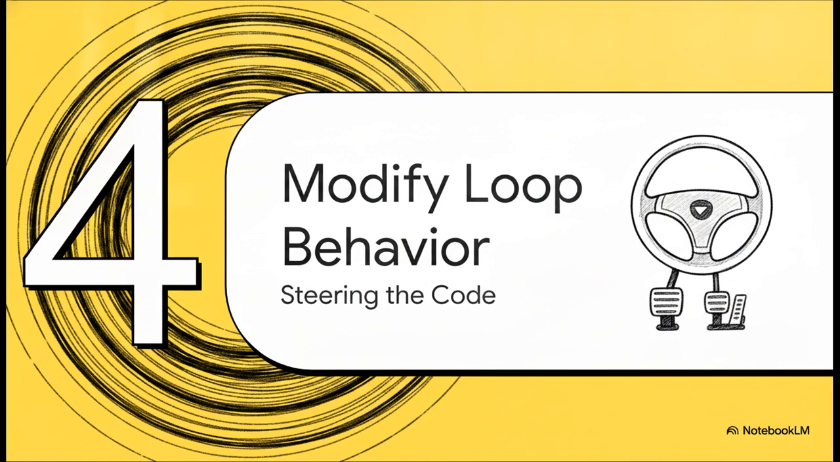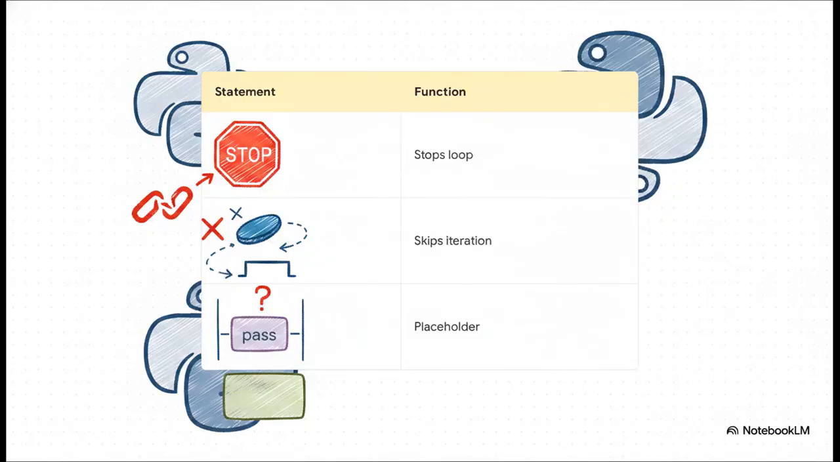And that danger of an infinite loop segues perfectly into Section 4, Modifying Loop Behavior. We've built the muscle, but now we need to give you, the developer, the steering wheel and the brakes. Python provides this awesome matrix of control with 3 precision tools to manage your loops. First up is break, which stops the loop immediately. That's your emergency brake. Second is continue, which skips the current iteration and jumps straight to the next one. And third is pass, which is this fascinating little statement that literally does nothing. It simply serves as a structural placeholder for code you just haven't written yet.